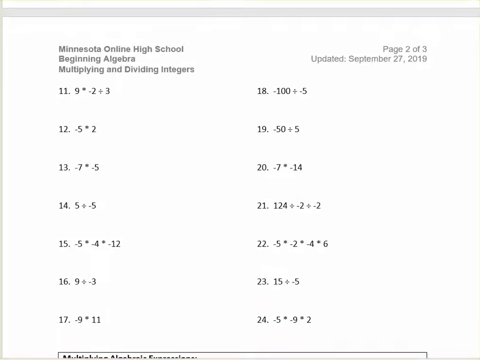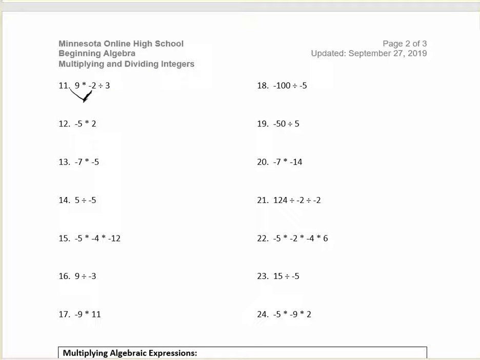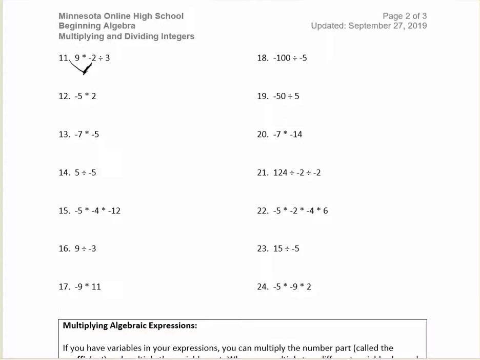So there's some more practice. All of them are either all multiplying or all dividing except for number 11. Look at number 11, it's a little different. Number 11, first you multiply 9 times negative 2 and then you divide. That's the only one where there's two operations happening at the same time. Next week though, we will look at problems where they're mixed together.